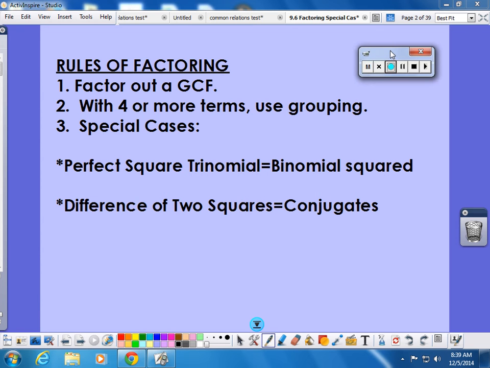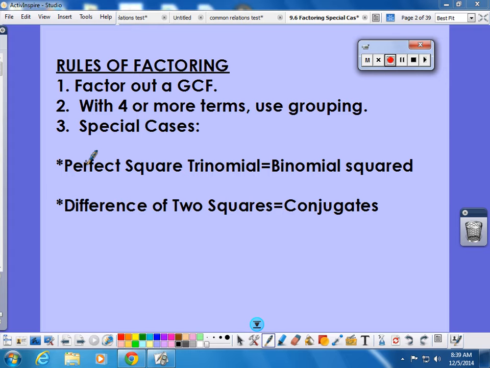All right. So the rules of factoring, no matter what your problem is, you look to see if it has a greatest common factor first. The only time you'll use grouping is if there are 4 or more terms. That's going to be obvious. The third thing you look for is special cases.